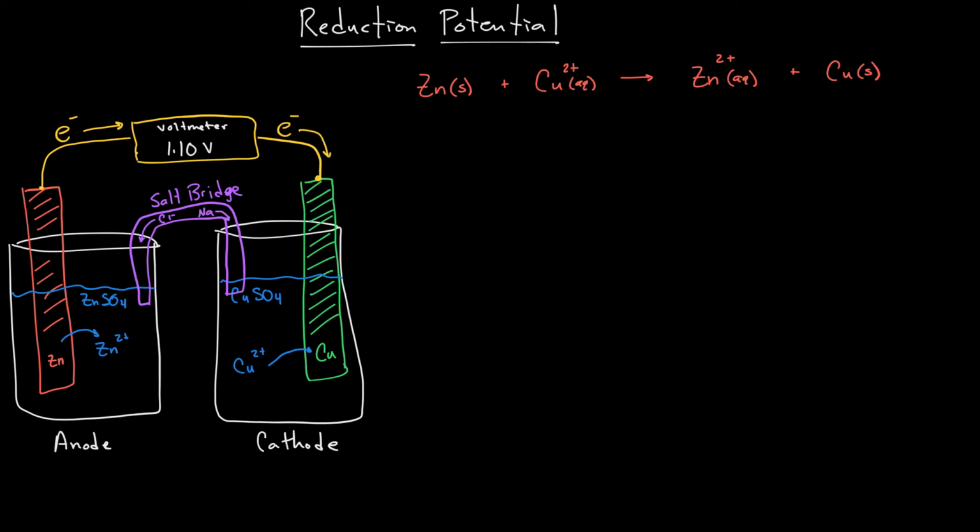And so the question is, where does that 1.10 volts come from? Can we calculate that? Why is it 1.10 volts? In this video, we're going to look at how to calculate the reduction potential for a cell and how to look up the reduction potentials of individual half reactions.